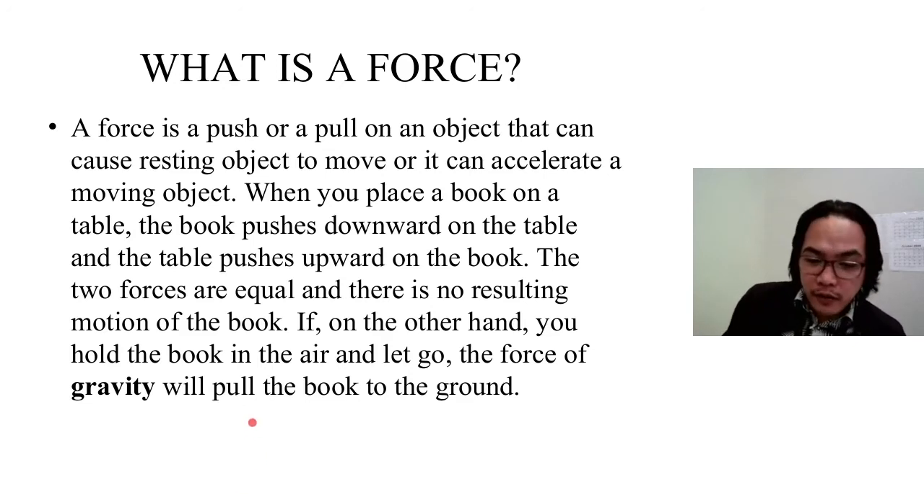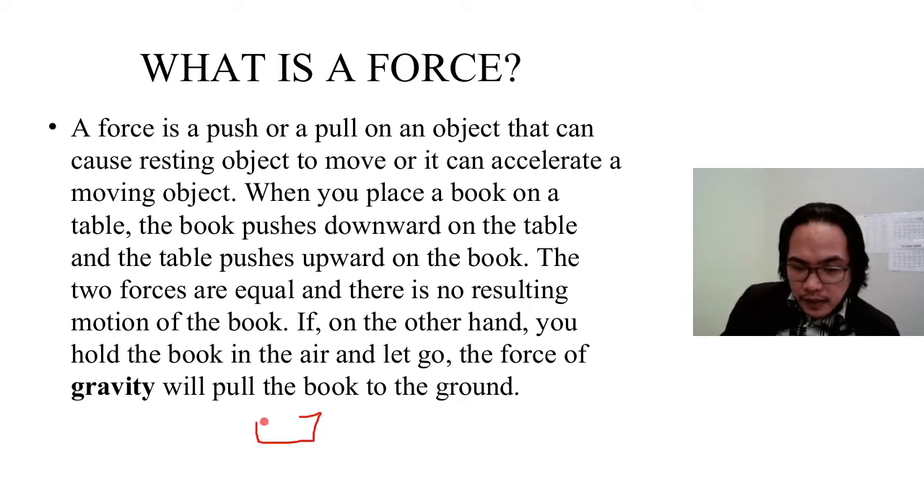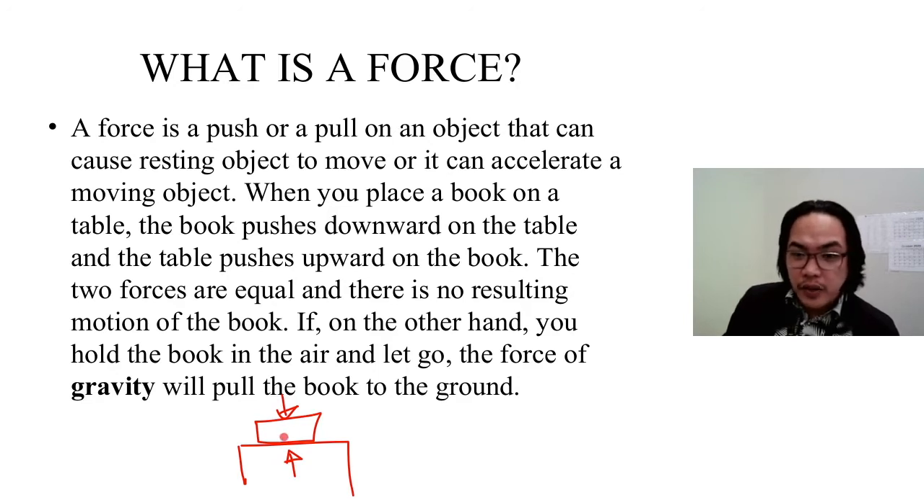So if the book is on the table, there is actually a downward force and an upward force that are equal to each other. That is the reason why your book is not moving. Your downward force is your gravity. Your upward force is the force coming from the table. Sometimes they call that the normal force.